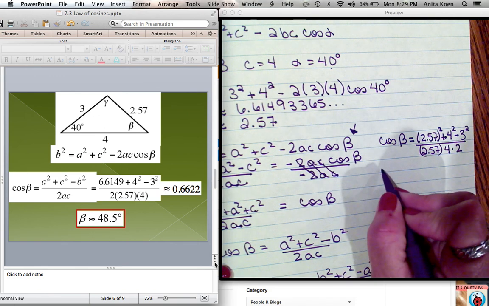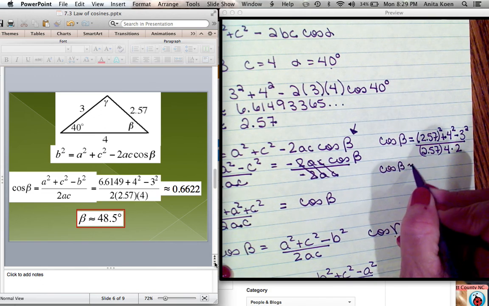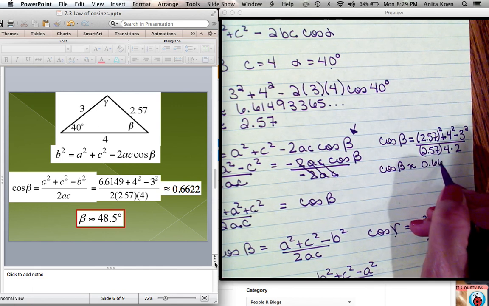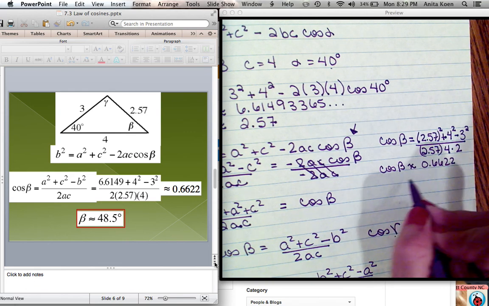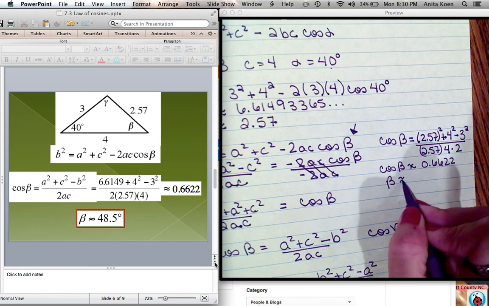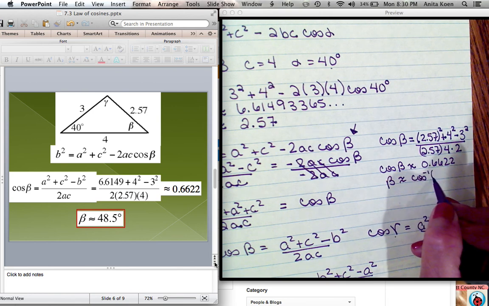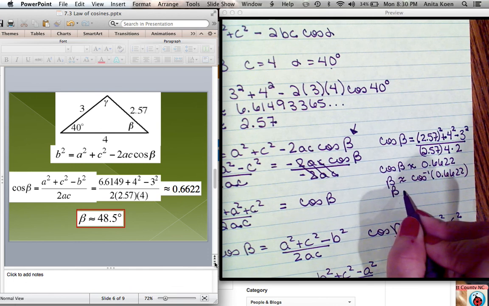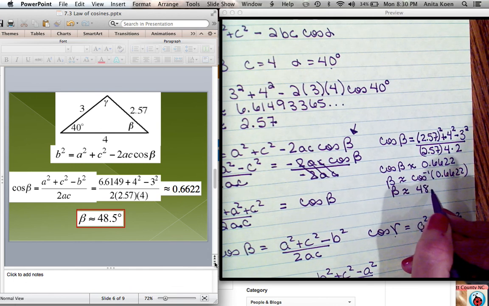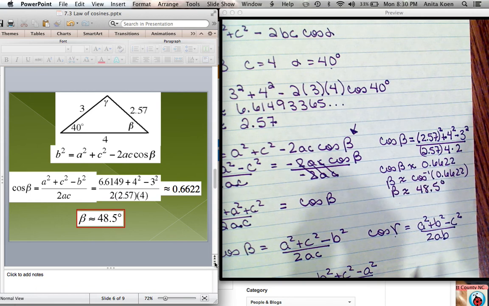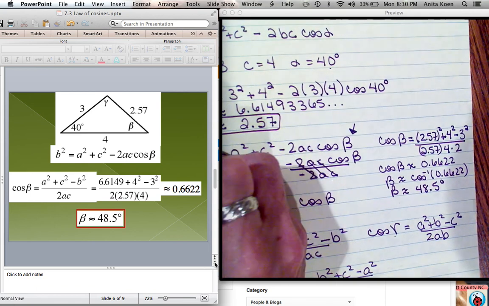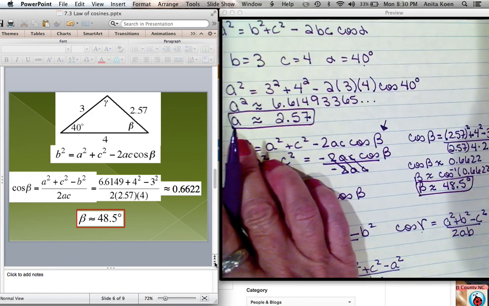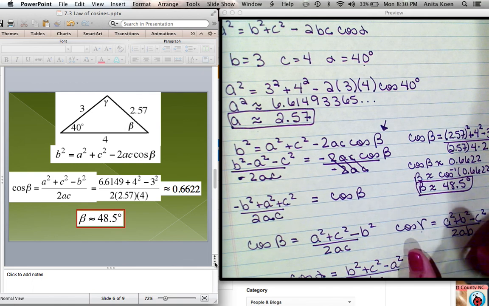Okay, then all we have to do is put that into our calculator, and that gives me approximately 0.6622, and then take the cosine inverse to find beta. Is the cosine inverse of 0.6622, and that tells me then that beta is approximately 48.5 degrees. So now I have side A and angle beta.